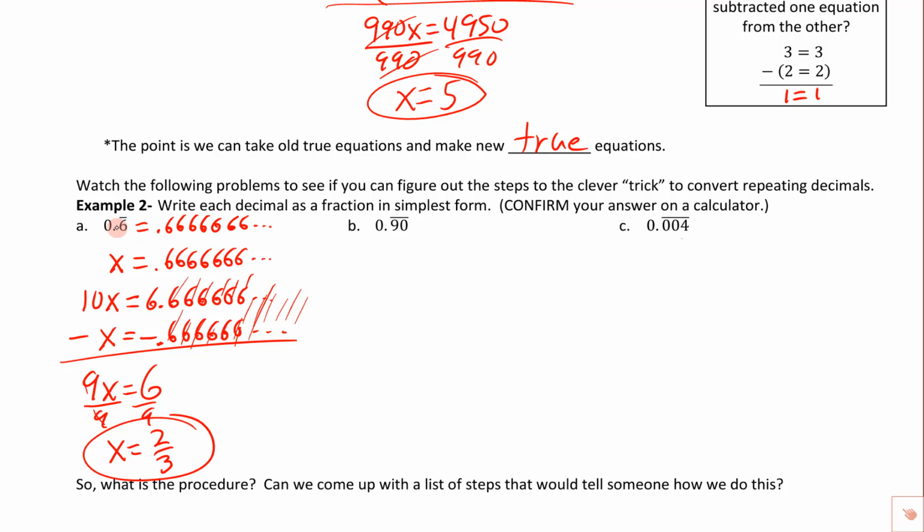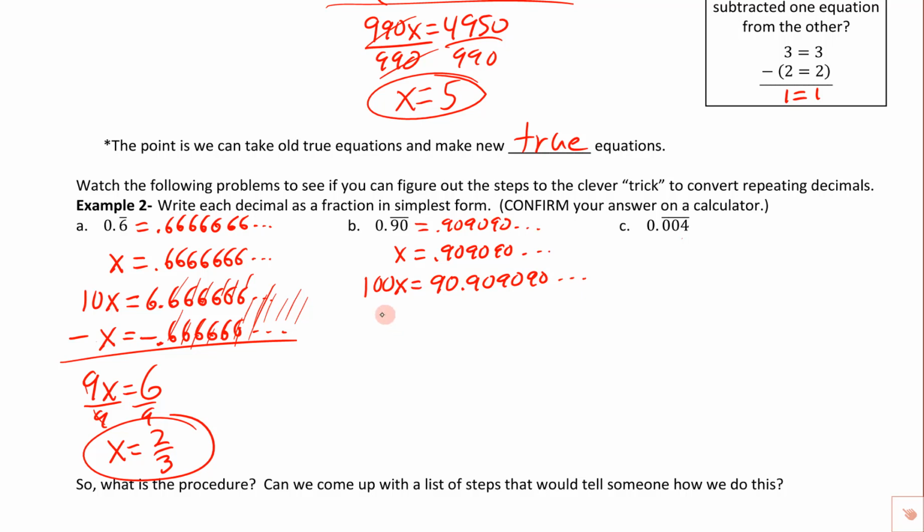Now, here's what I'm going to do on this one. See if you can spot the pattern. I'm going to write this out. So this is 0.90, 90, 90, continuing on like that. I'm going to write down x equals that number, 0.90, 90, 90, and going on like that. This time I'm going to multiply by 100. So this side is going to be 100 times x. And if I multiply this one by 100, I move the decimal over two places. So this is going to be 90.90, 90, 90, and continuing on like that.